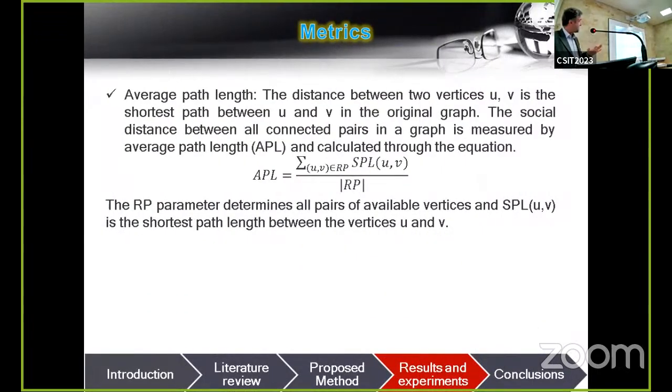We have 3 metrics. The first is average path length. The distance between 2 vertices U and V is the shortest path between U and V in the original graph. The social distance between all connected pairs in the graph is measured, and average path length is calculated with this formula. In this formula, the parameter details all pairs of available vertices, and SPL(U,V) is the shortest path length between the vertices U and V.